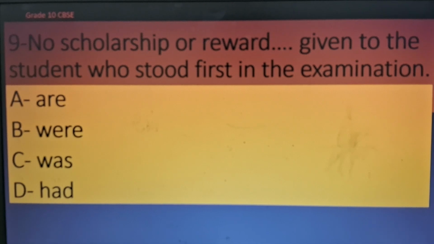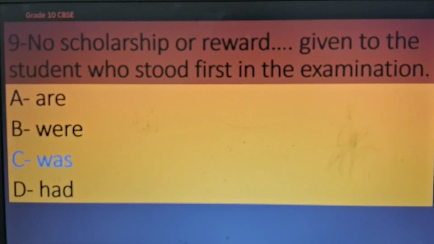Question 9. No scholarship or reward dash given to the student who stood first in the examination. Option A are, option B were, option C was, and option D had. What is the answer? The answer is was. No scholarship or reward was given to the student who stood first in the examination. Here, two or more singular subjects joined by or, nor, either, neither, etc. should take a singular verb. Two nouns joined by or should take a singular verb. That is the rule.